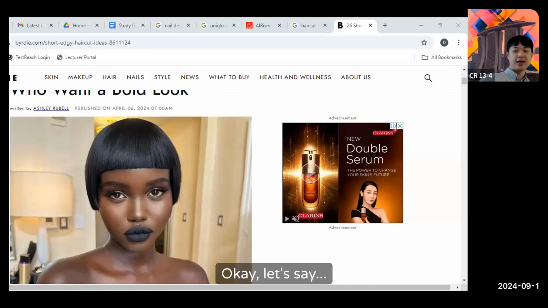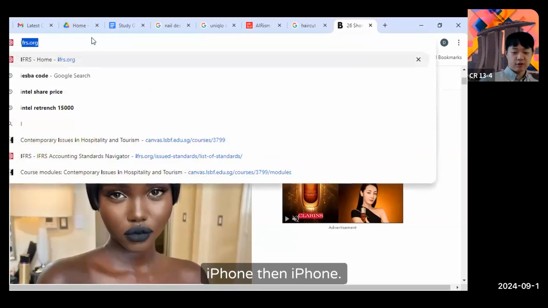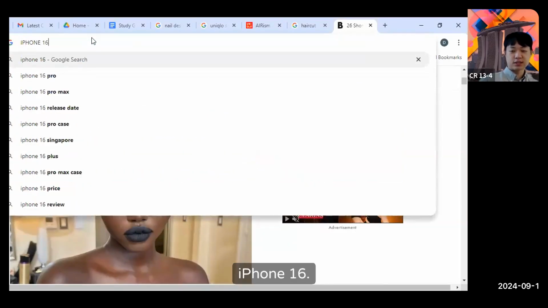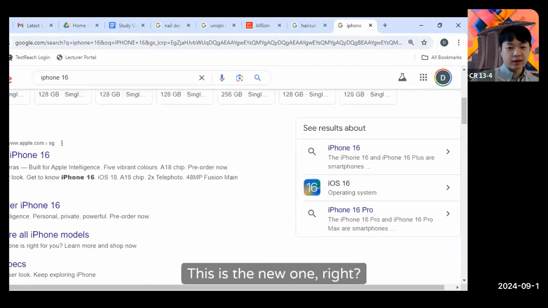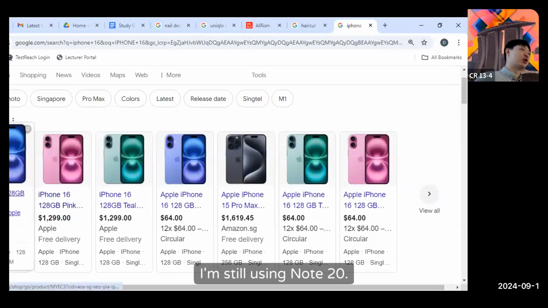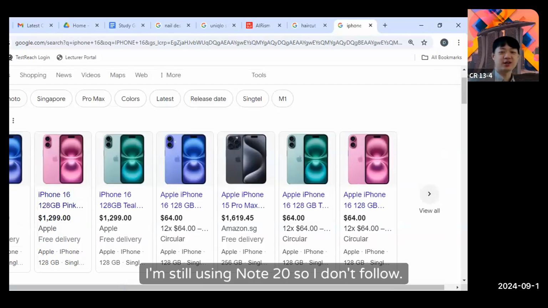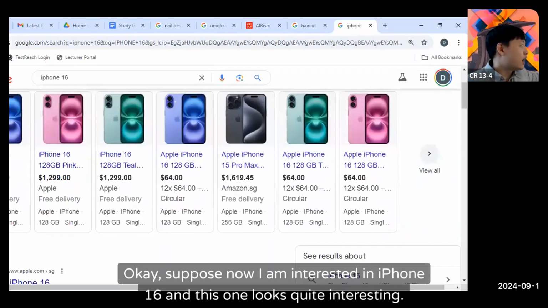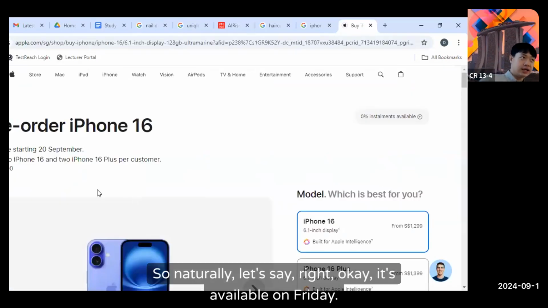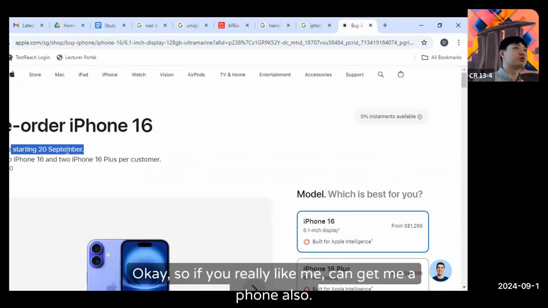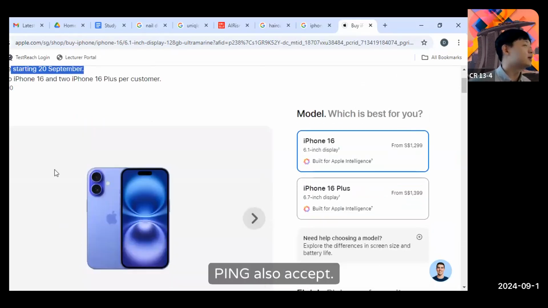Okay, let's say iPhone. I'm not sure if it has come out. iPhone 16, this is the new one, right? I'm still using Note 20, so I don't follow. Suppose now I am interested in iPhone 16 and this one looks quite interesting. Naturally, okay, it's available on Friday. Interesting. If you really like me, you can get me a phone also. Any color, pink also accept. I have a pink bottle also. So pink and pink.